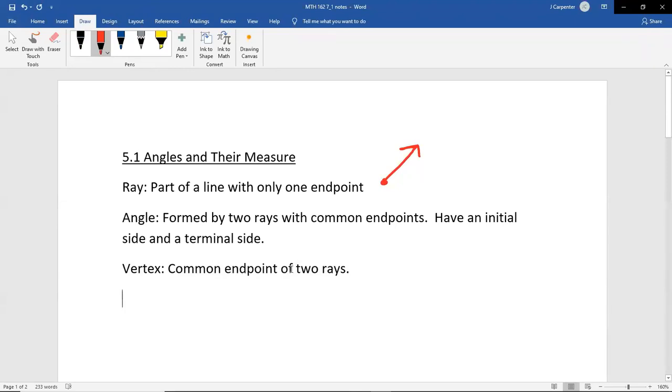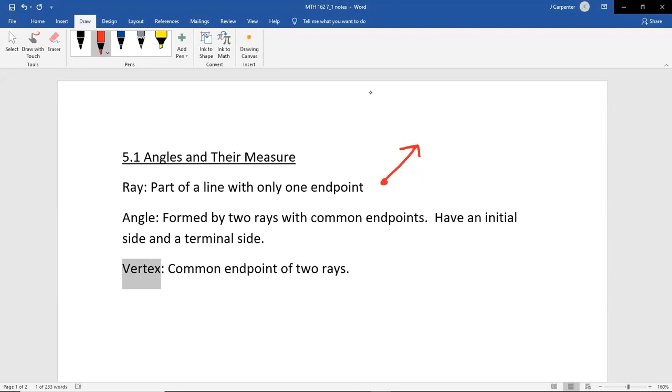The common endpoint of those two rays has a name. We call it the vertex. Now, you've probably heard this term before in math, especially when you're talking about parabolas or quadratics. And you can even talk about the vertices or a vertex of other types of functions like an absolute value, et cetera. So that's why it kind of feels natural to call the point where two lines meet and end the vertex.